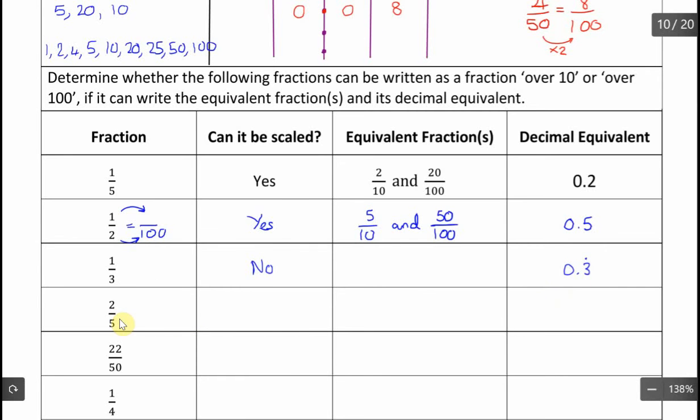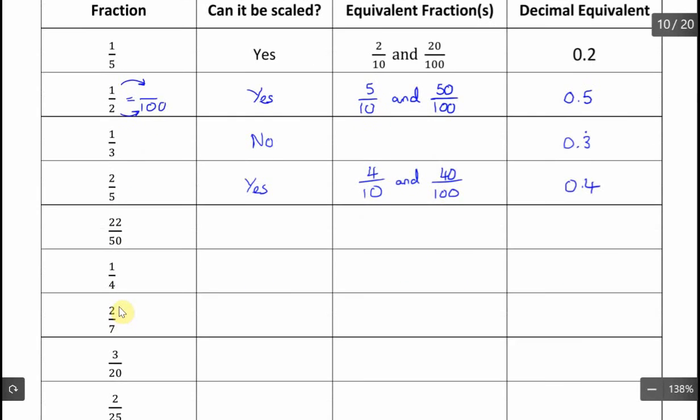2/5. 5 can turn into 10. It doesn't really matter what the top number is. And 5 can also turn into 100. So yes. To turn it into a 10, I would double it, so I need to double the top number. To turn it into 100, I would times by 20. 2 times 20 is 40. The decimal equivalent is 0.4.